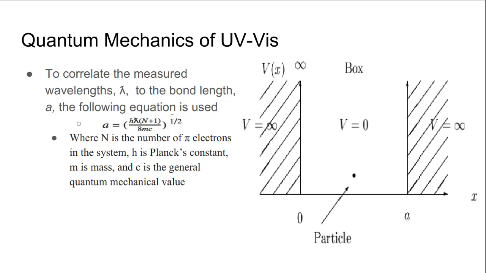On the right, we can see an example of the particle-in-a-box model, where the sides of the box are at 0 and A, and there is an infinite potential outside of the box. In order to correlate the particle-in-a-box model and the measured wavelength that the spectrometer reads, this equation is used, where n is the number of pi electrons in the system, h is Planck's constant, m is mass, and c is the general quantum mechanical value.